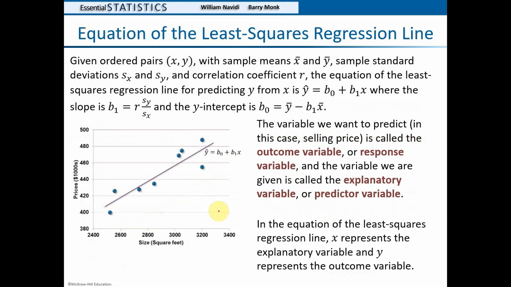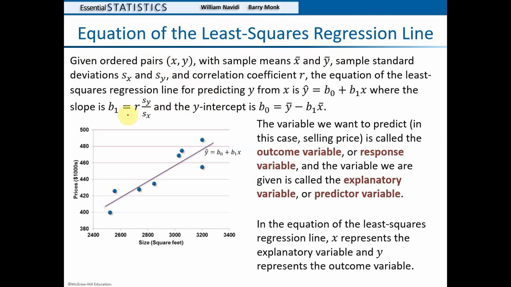So here's what we're trying to build. We're trying to build the equation of the least squares regression line. This is the model, the best model that we can come up with. The least squares regression line, the line of best fit, is another term for this.